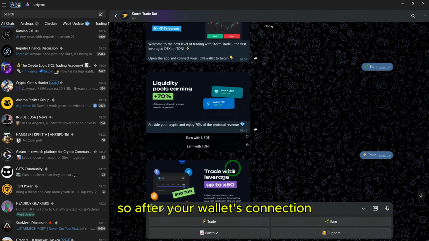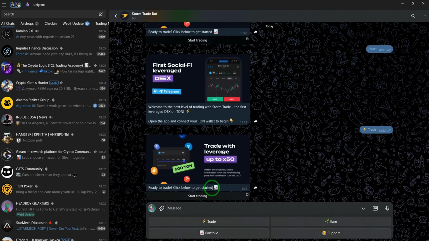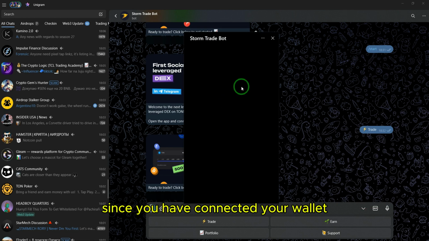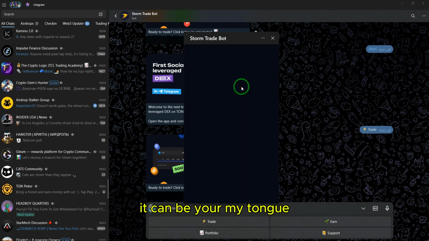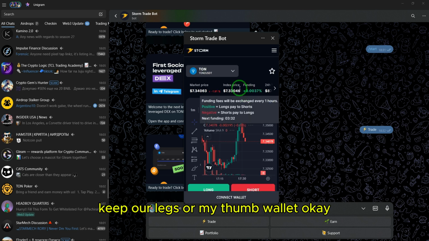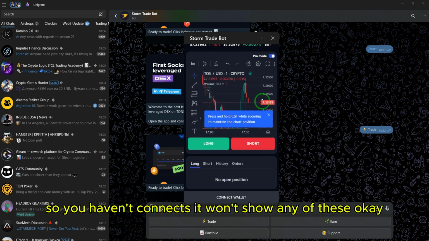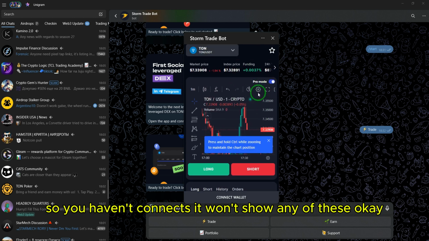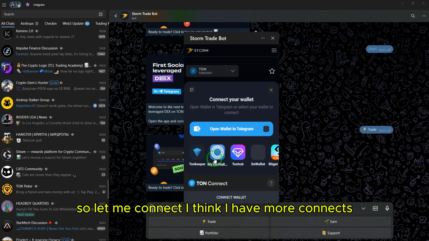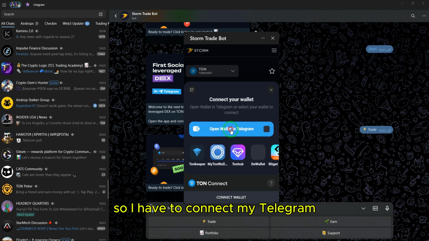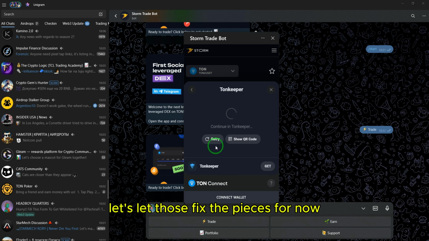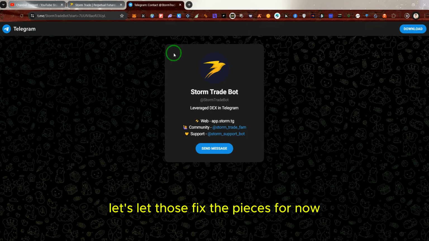After your wallet connection, you can click on trade, and then click on start trading. After you click on start trading, since you have connected your wallet, it can be my Keeper wallet or my Thumb wallet. If I haven't connected, it won't show any of these. So let me connect. I think I haven't connected, so I have to connect with my Telegram. You have to use this one on mobile. But let us face the PC for now.